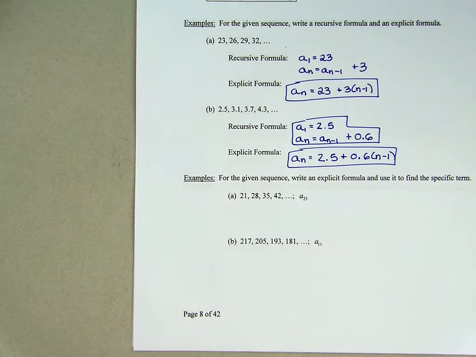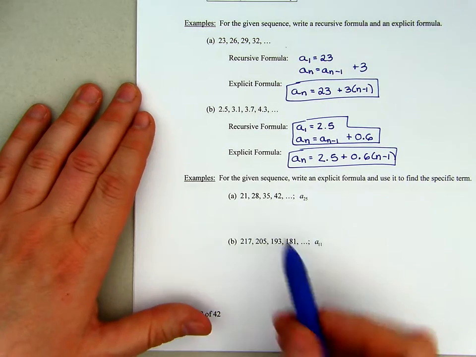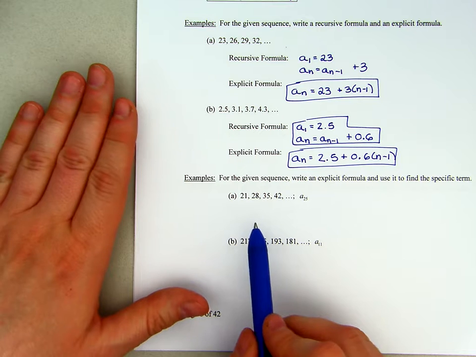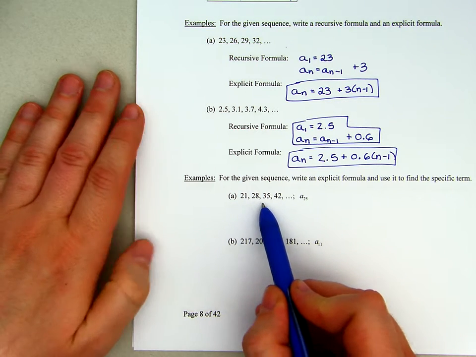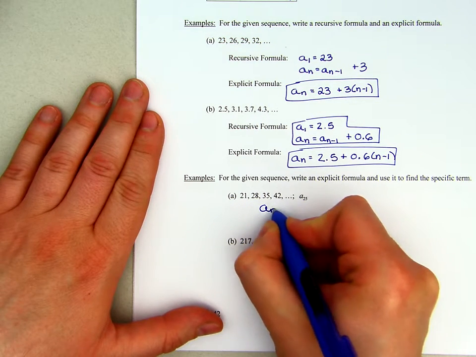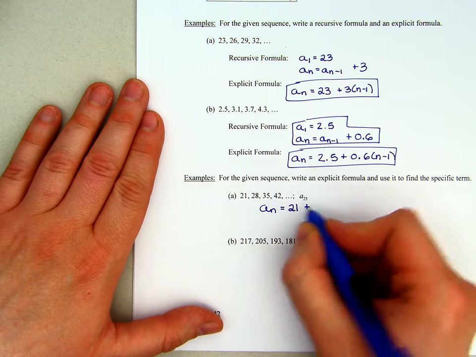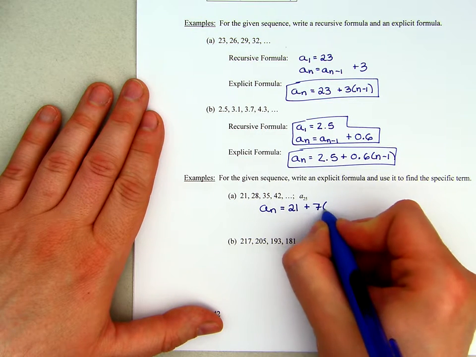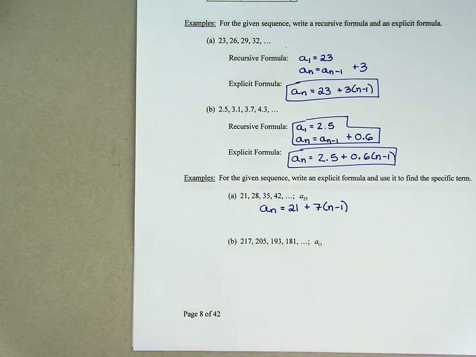Next, we want to write an explicit formula for this sequence and then find the 25th term. Well, before we do any of these, we really should make sure it really is an arithmetic sequence. But it looks to me like we're adding 7, adding 7, adding 7. Yep, it's an arithmetic sequence. My explicit formula is going to be an equals the first term, which is 21, plus my common difference, which is 7, and I'm going to add that common difference n minus 1 times.